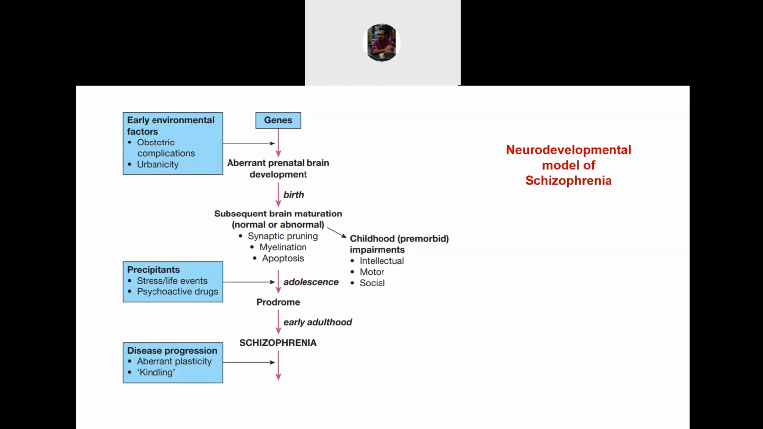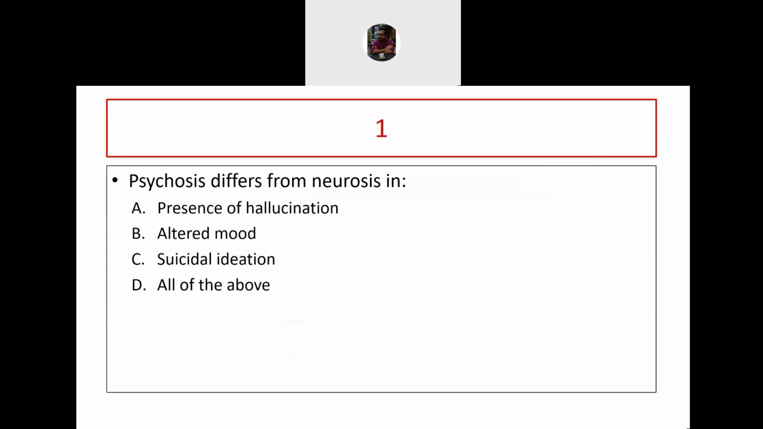This model is as vague as it can be, to be very honest, because it only talks about the risk factors that we have already discussed in the previous part, and it tries to put them together into an interlinked chain of events. And we are not very sure whether this is a correct model, and studies are being done more and more to understand the pathophysiology of schizophrenia. So with this, we end the first part, the genesis and the clinical features of schizophrenia.